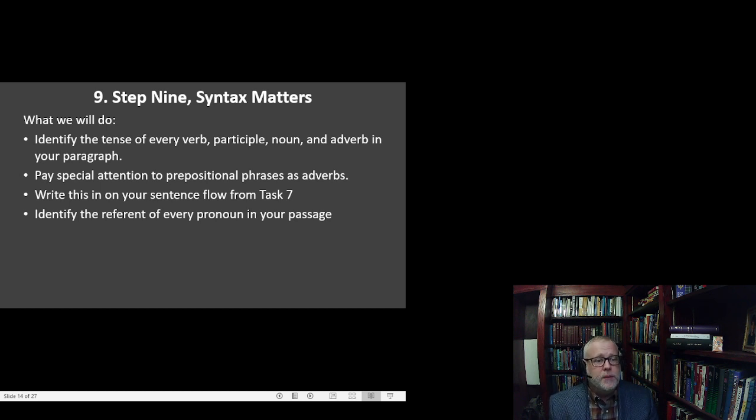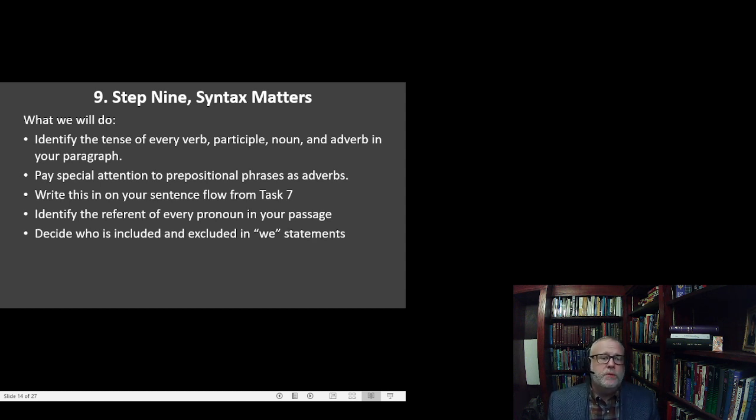All right, identify the referent for every pronoun in your passage. Every pronoun points back to some kind of nominal thing, person, place, or idea. Make sure you identify which one it is. If you're having trouble identifying it, make sure that you match gender and number. It's not as important to match case because the case changes as it needs to for each sentence's role. But make sure it matches gender and number.